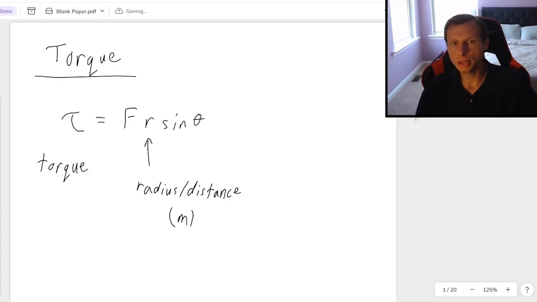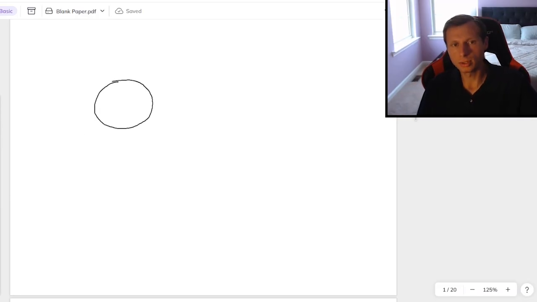And then for the sine theta part, it's not always sine theta. Let me explain. If let's say I have a wheel, like a tire or whatever, and I apply a force pointing that way, F, then there's two angles I can give you, right? I can give you this angle theta, or I can give you this angle theta. And so I don't want you to just blindly think always use sine theta. You got to know which component we want.